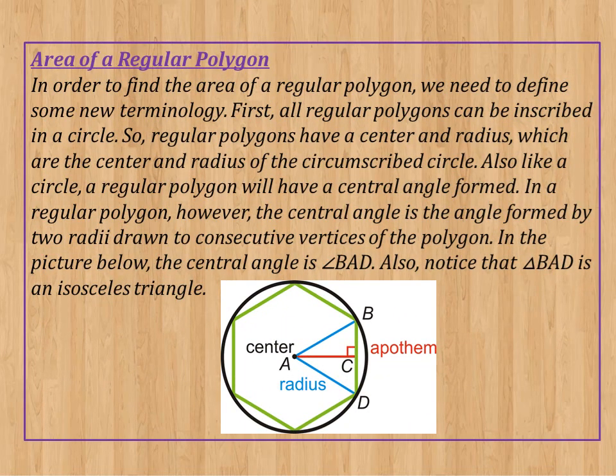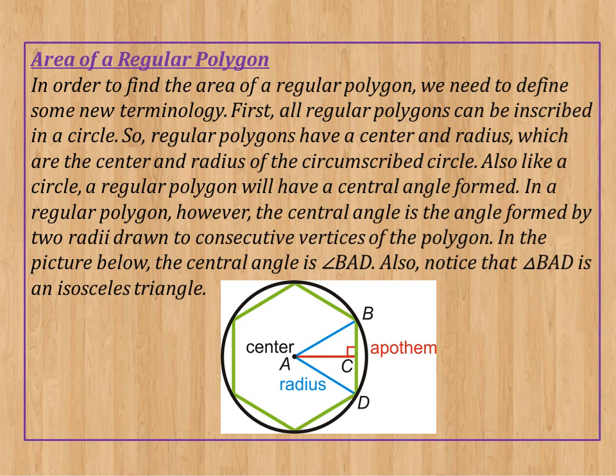How do you get the area of a regular polygon? In order to find the area of a regular polygon, we need to define some new terminologies. First, all regular polygons can be inscribed in a circle. So, regular polygons have a center and a radius, which are the center and the radius of the circumscribed circle. Also, like a circle, a regular polygon will have a central angle.